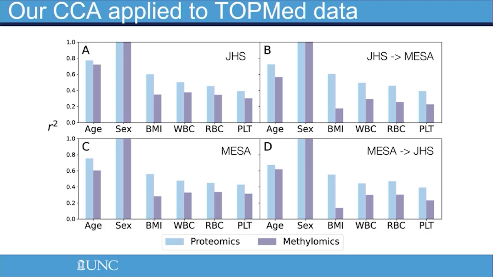There are two bars. The blue one is for the proteomics, and the purple is the methylation data. This is looking at how much percentage of variation in each phenotype is explained by the top 50 CVs. This is in Jackson Heart alone, this is in MESA alone, and this is learning the weights from Jackson Heart and applying to MESA. But you can see very similar patterns.